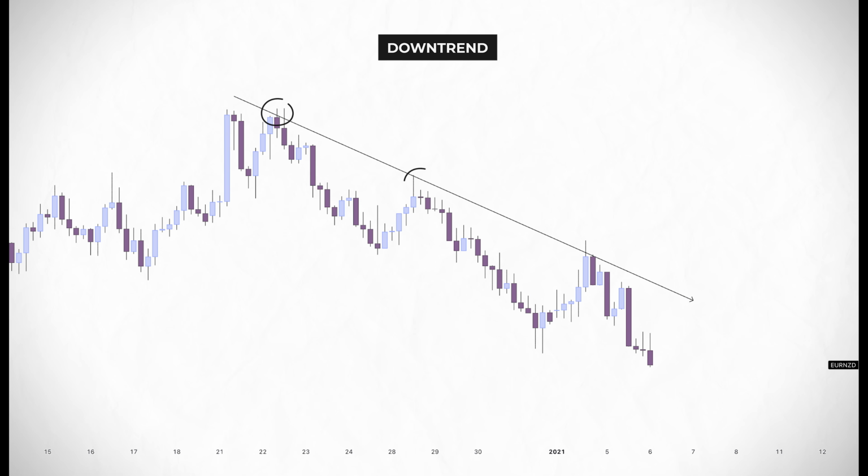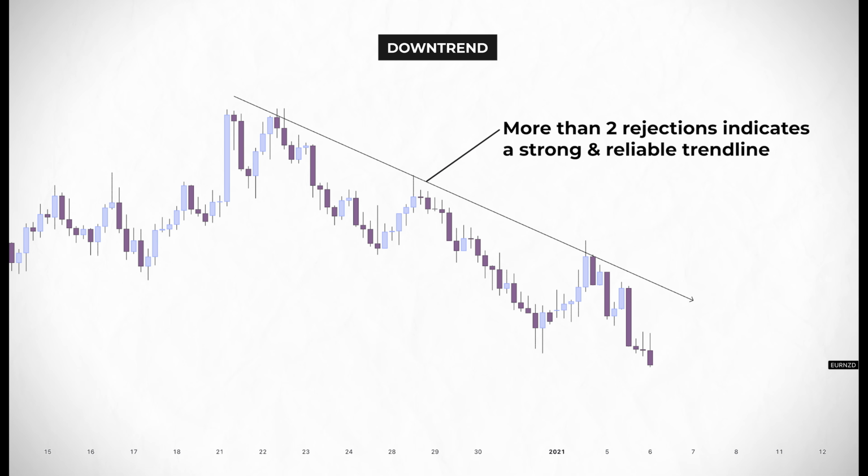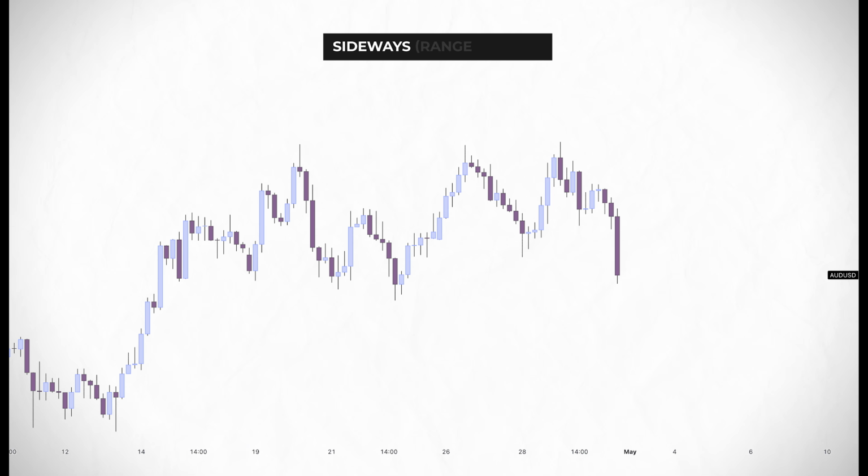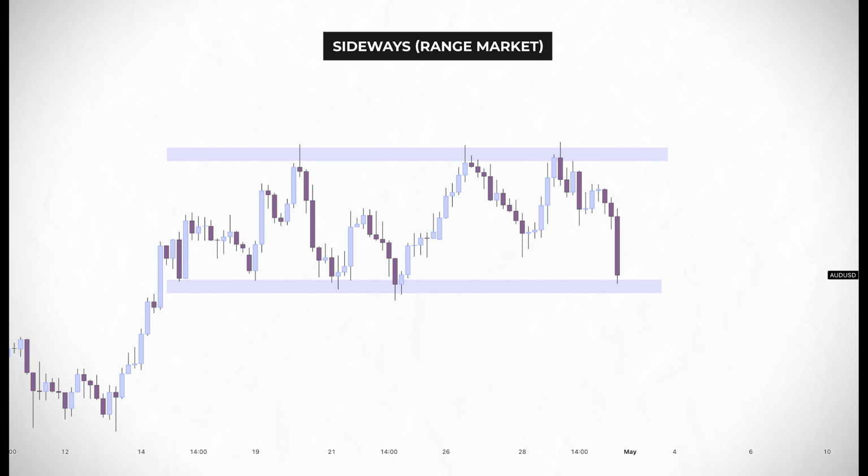Now for the downtrends, you basically need to connect the lower highs, and these are the peaks where the price turns downward. The validity of the downtrend is very often confirmed when the price hits this line more than 2 times and then continues to drop. And for a sideways trend, you need to draw horizontal lines at the upper and lower points of the price range. These lines represent the resistance, which would be marked as the upper line, and support, the lower line, levels of the range-bound market.